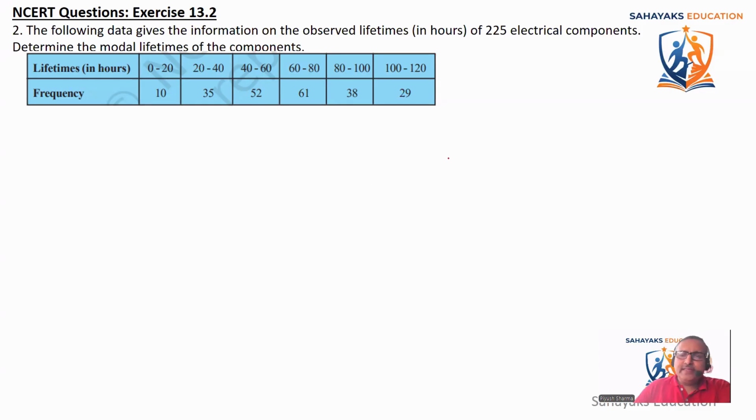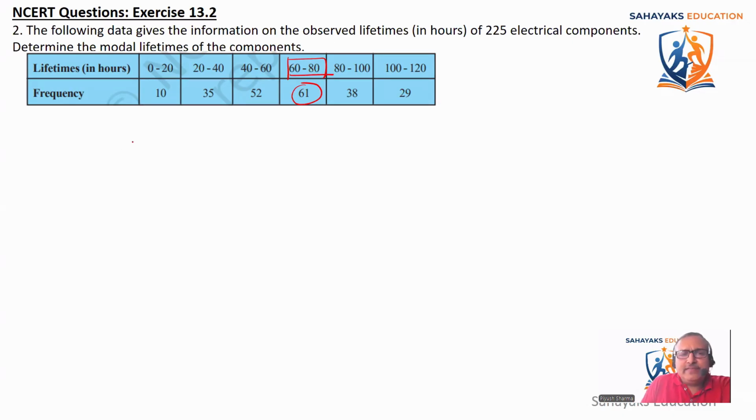So for finding the mode, we have to find the modal class first of all. What is the modal class? Which has the maximum frequency. So the maximum frequency comes out to be 61. So this is the modal class, right? That's the first thing. Identify the modal class.